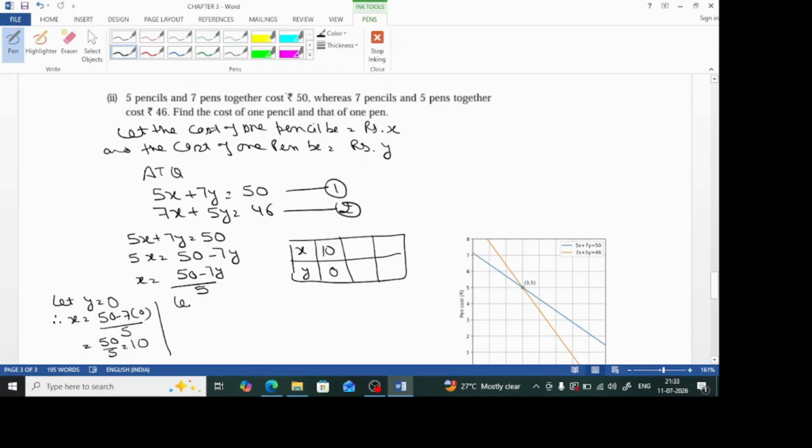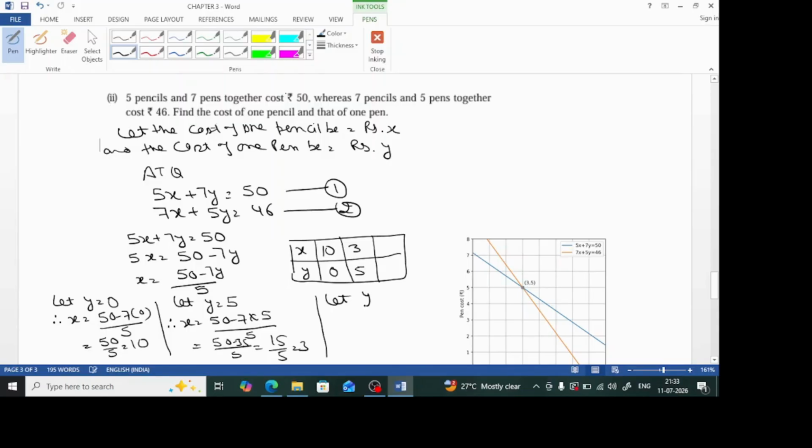Second part, let y is equal to 5, therefore x will be 50 minus 7 into 5 divided by 5. It will be 50 minus 35 by 5. It will be 15 by 5. It will be 3. So our x is 3, y is 5.